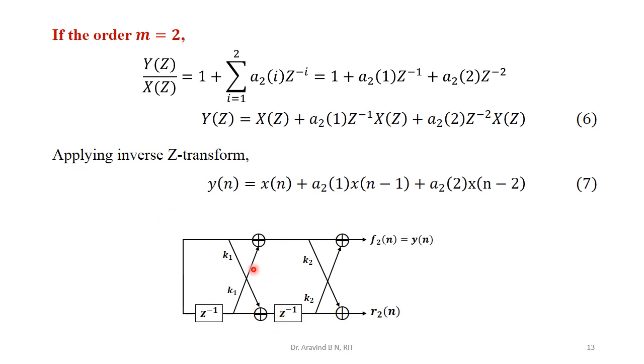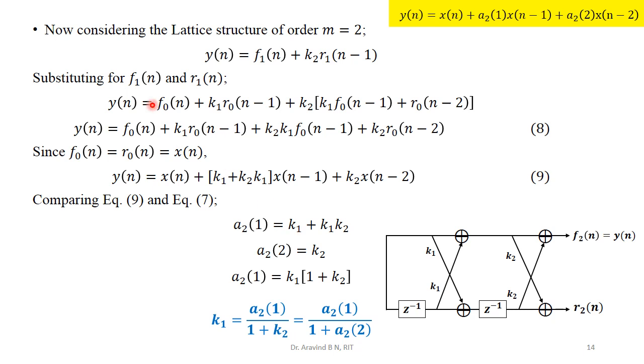So up to this one it is order 1. Same replica, one more part we are going to have second order. So output of second order is f2 of n, because it's the output from the second order. So that is called y of n. The other side we are going to have r2 of n. Now we have got expression from the transfer function of the FIR filter, call that as expression 7. Now we are going to identify the expression out of this diagram. So now from the diagram we need to identify the lattice structure for m is equal to 2.